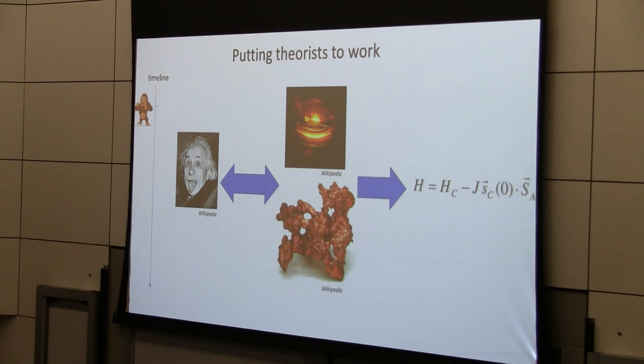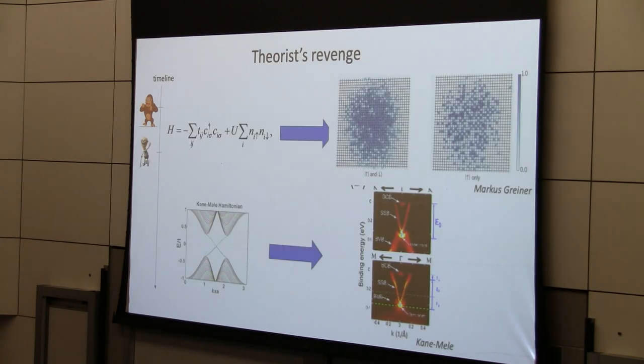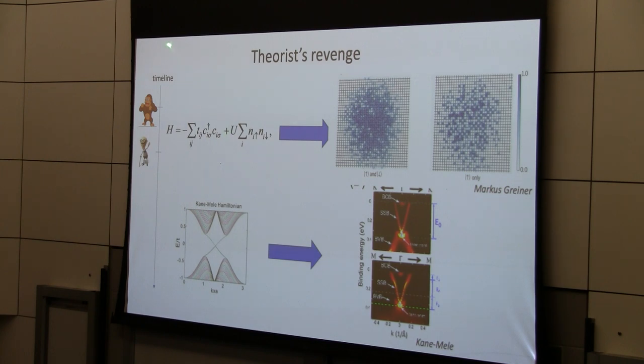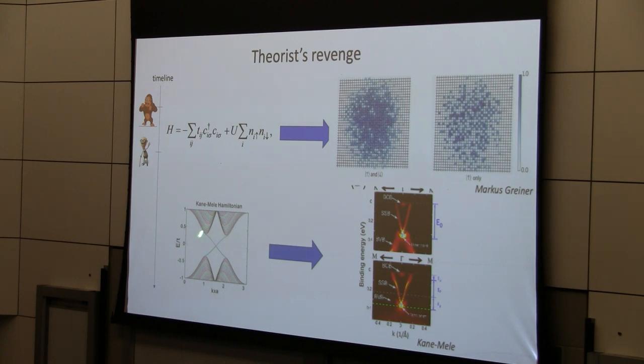Right? And this was a very reasonable way of doing things. And somewhere along the way, life changed. I call this now the theorist revenge, where us experimentalists are put to work by the theorists. And now we go about satisfying their whims and desires of solving various models. So for example, here's a Hubbard model, which is very easy to write down, but very difficult to understand what the properties of this model are. And we spend a lot of time actually making quantum systems that in some way can possibly simulate this sort of system. Here's a more recent example.